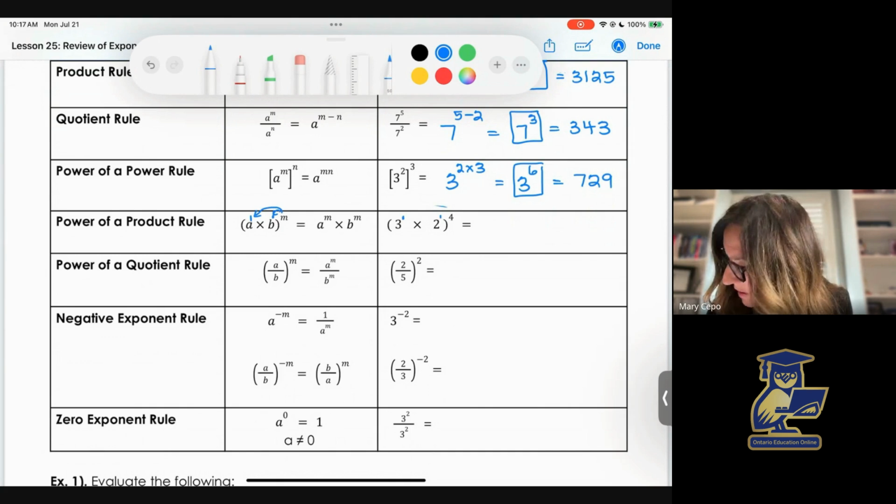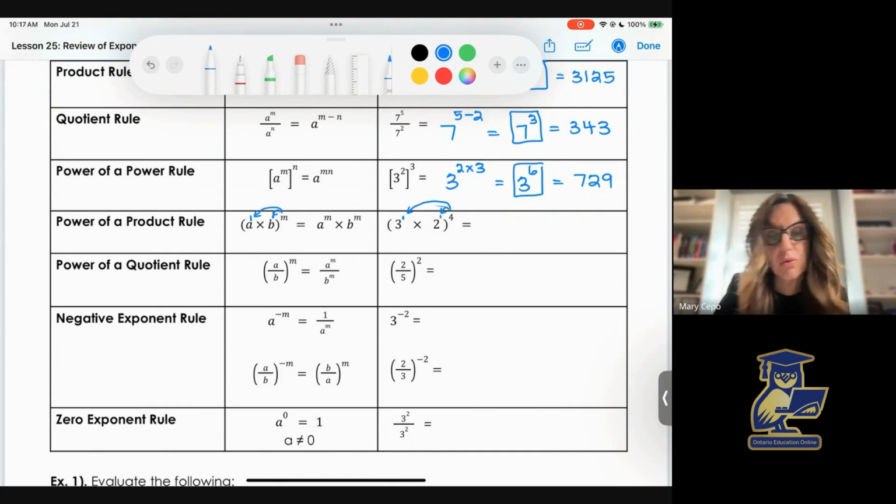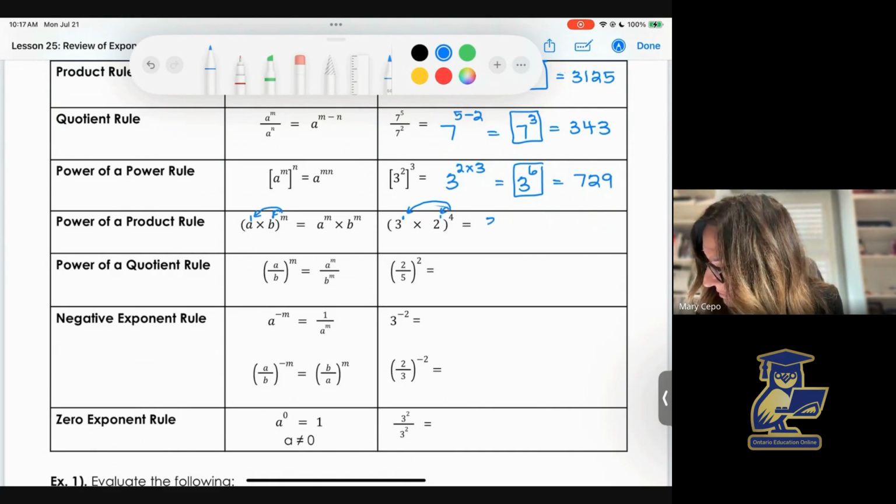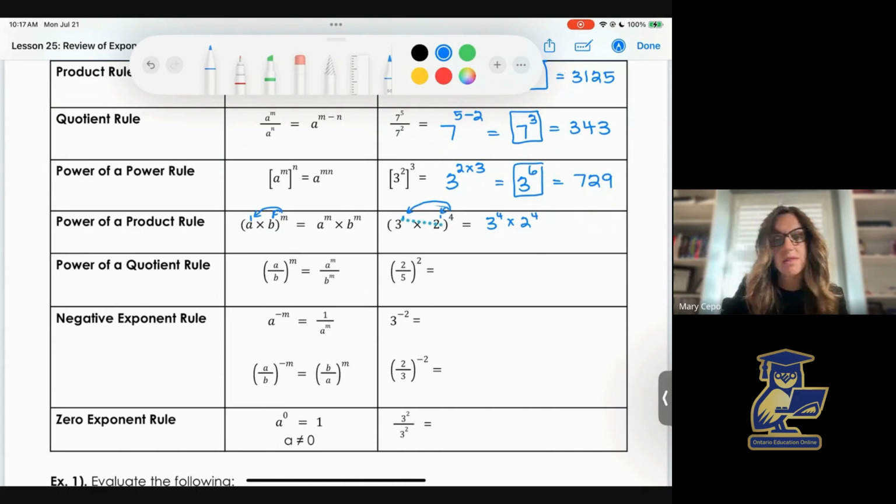So because it's a power of a product rule, we're going to take that 4 and multiply it to both of those exponents. So this would become 3 to the power of 4 times 2 to the power of 4. Okay, in this case, those bases, 3 and 2, are not the same. So there's nothing else we can do here in terms of our exponent rules.